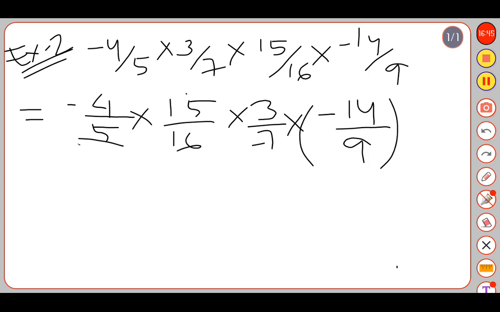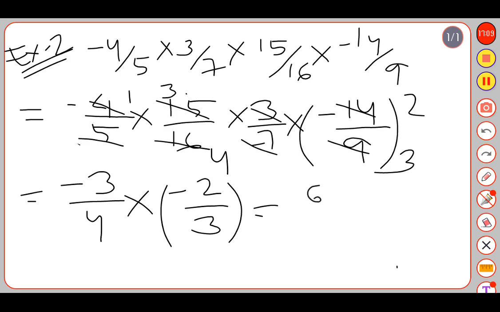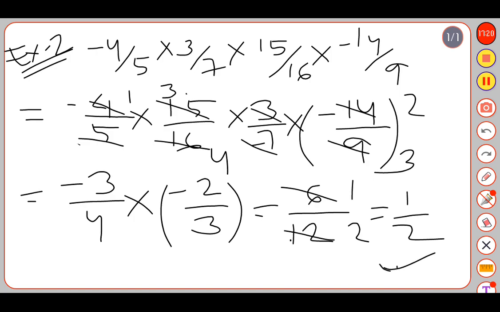So 5 1s are 5, 5 3s are 15, 4 1s are 4, 4 4s are 16, 3 1s are 3, 3 3s are 9, 7 1s are 7, 7 2s are 14. So here we get minus 3/4 into minus 2/3. So negative into negative becomes positive, and we get 3 2s are 6 and 4 3s are 12. So 6 1s are 6, 6 2s are 12. So we get 1/2. We get the similar answer, and in this method we got it easily.